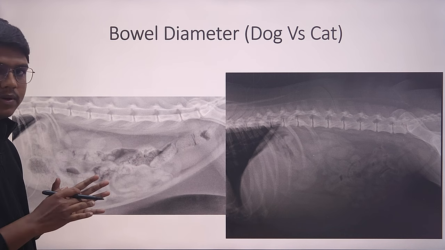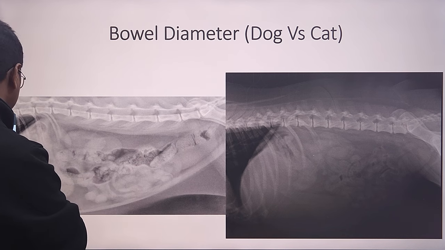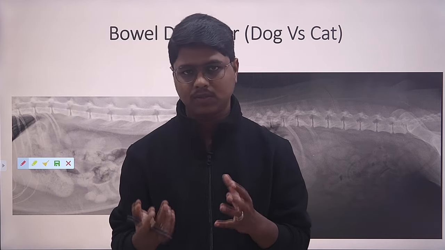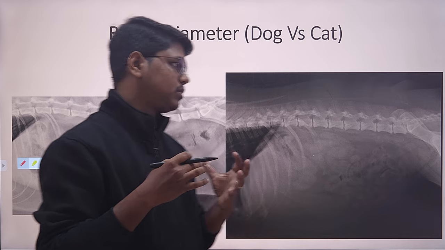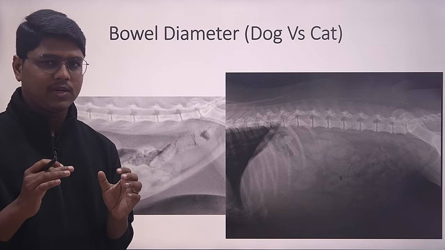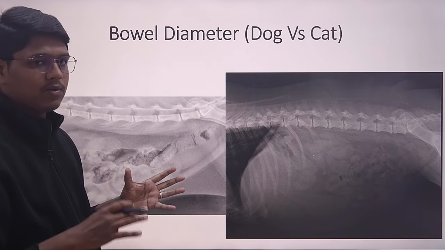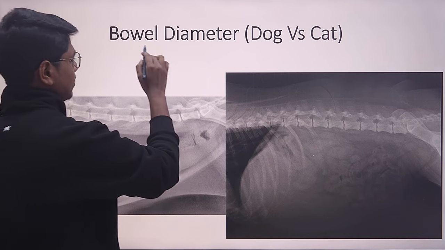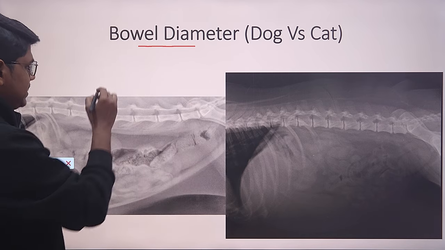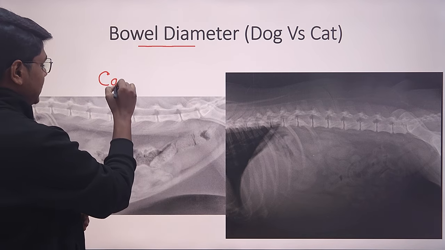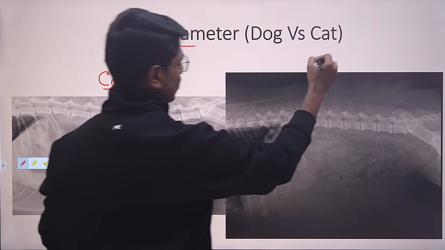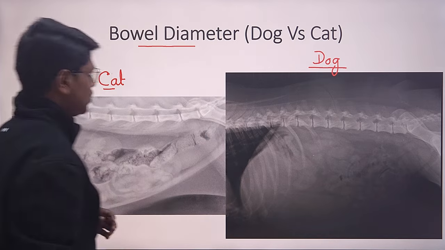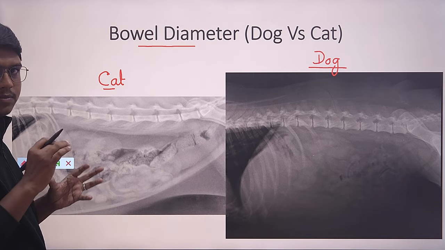Coming to our class, first some normal radiographic findings. The small intestine has three parts: duodenum, jejunum and ileum. If you take some survey radiographs, what is the normal finding or the normal parameter? Those we will discuss. The first one is the bowel diameter. This is an X-ray of a cat, and this is an X-ray of a dog. For the normal bowel diameter, there is some reference.